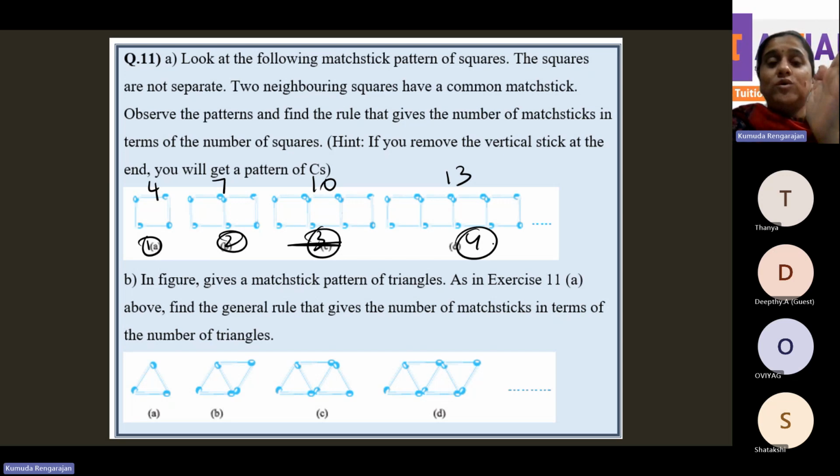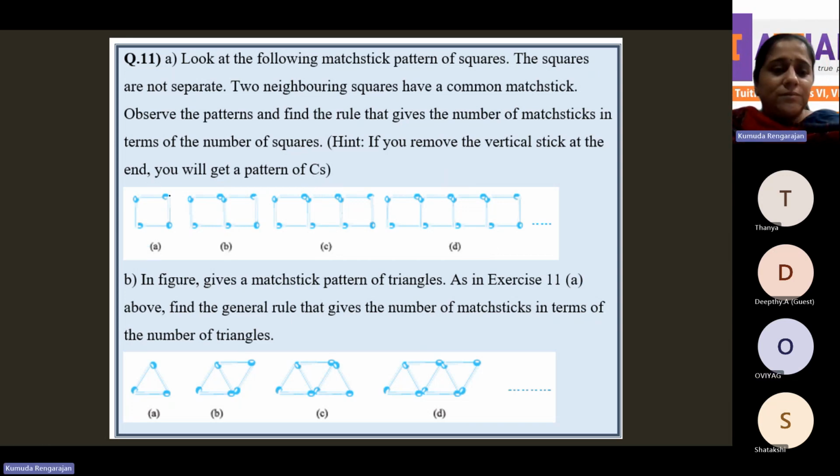So like this, if you want to find out the number of sticks in the 10th one in the sequence, you cannot draw and then count. That's time consuming, and not only time consuming, it's difficult. It becomes cumbersome. Supposing 1,000 squares, you cannot draw 1,000 squares and then count. So then you should have a rule. That rule is what we are trying to understand.